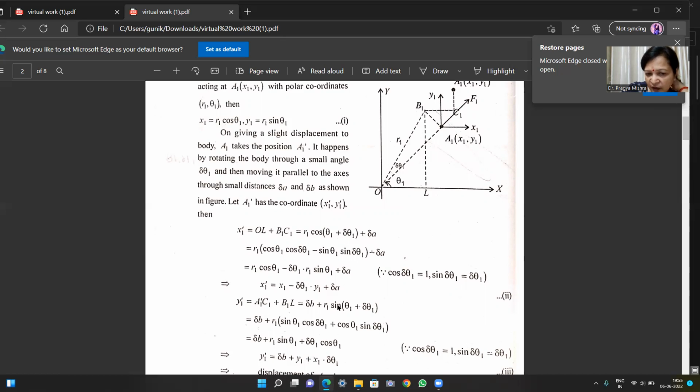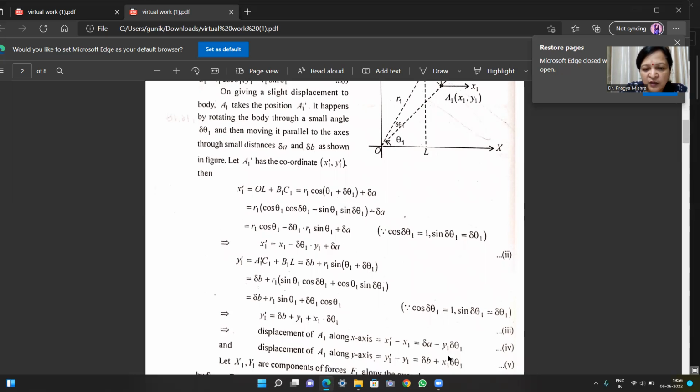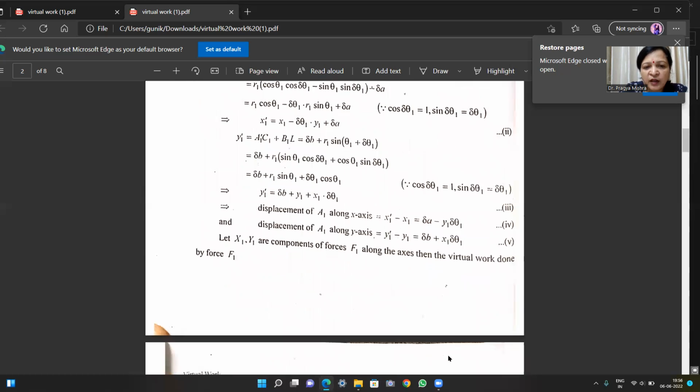इसी टाइप से यहाँ पे sin(θ1 plus delta θ1) को sin(A plus B) से एक्सपेंड कर दिया and using cos delta θ1 equal to 1 and sin delta θ1 equal to delta θ1. So finally we get y1 dash is given by this equation number 3. Now displacement of A1 along x-axis is x1 dash minus x1. So this is this one. In same way, displacement of A1 along y-axis is y1 dash minus y1. So this is this one.